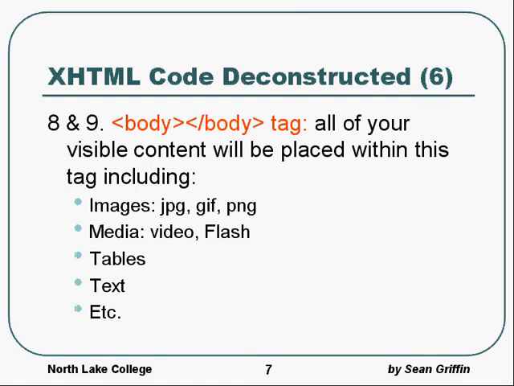Inside the body tags, you're going to find all the visible content that's placed there for the end user. Things that might appear here would be images, JPEG, GIF, and PNG images, or media like videos or flash content, tables, text, headers, something called divisions later on. All of these things appear within the body of your HTML page. This is where, again, all of the viewable content will appear for the end user.